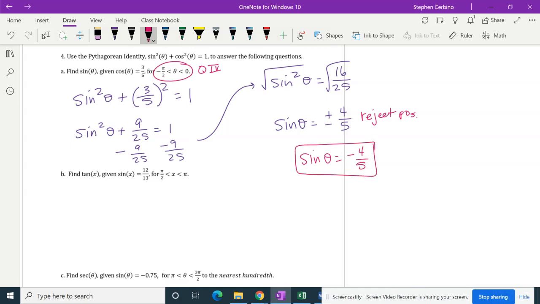Now, you might be sitting here saying, why would we do all of this algebra if we could just make the triangles like normal? You can, right? The triangles like normal would still give you the same exact answer. This is just another method of solving it, okay? Every now and then on the Regents exam, they give you one where it tells you to use the Pythagorean identity. So this is why we're doing it, okay?